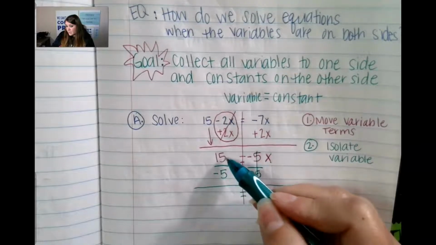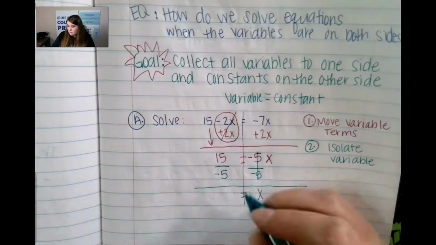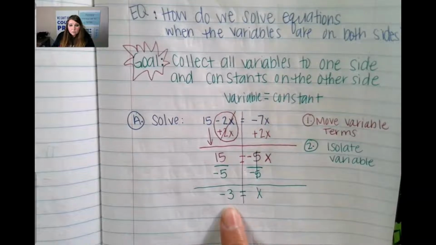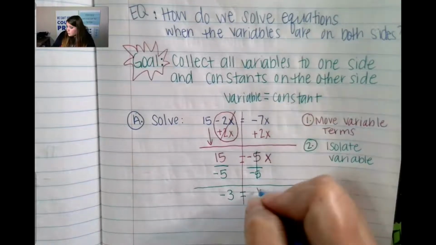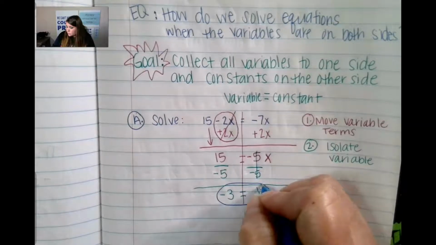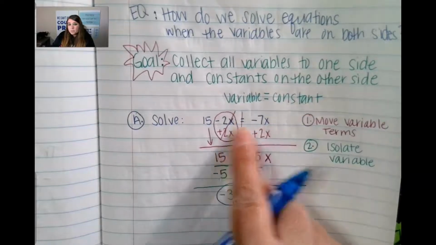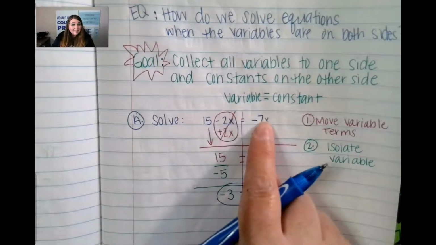Okay, so now we can say that 15 divided by 5 is 3 with a negative, so it's -3. So x equals -3. But we have to check. We need to check our solution to make sure that our answer makes sense. So if I say that -3 is the solution, I'm going to take this -3 and put it into both sides, because x equals -3 here and here.